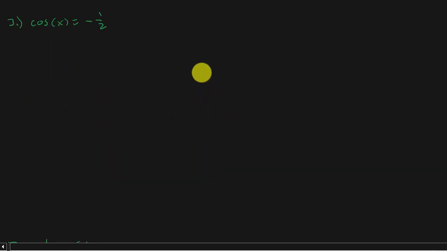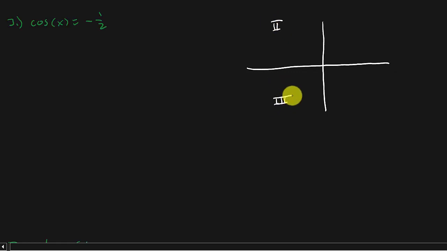So we got cosine x equals negative 1/2. Okay, so this one we're going to do the same thing, but we've got cosine equals a negative number. Okay, so let's determine what quadrant we're in, or quadrants. So where's cosine negative? Well, cosine is negative in the second and third quadrant. All right, second and third quadrant.